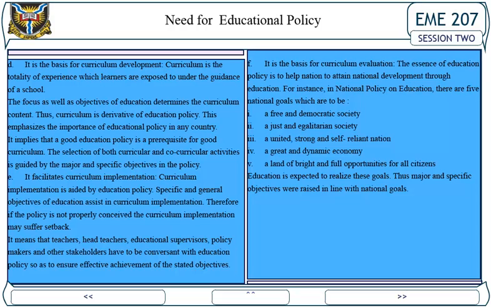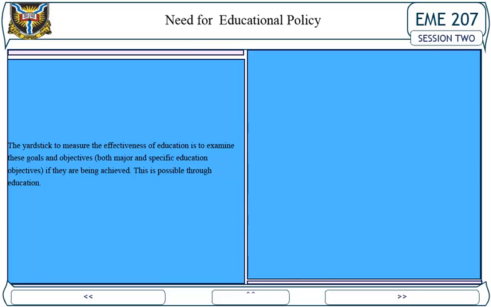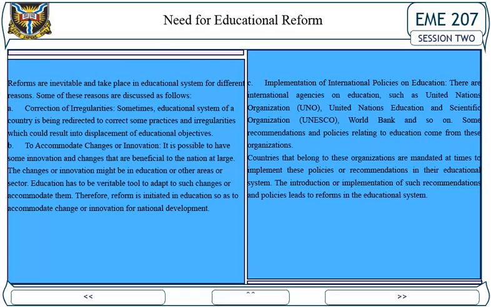Thus, major and specific objectives were raised in line with national goals. The yardstick to measure the effectiveness of education is to examine these goals and objectives, both major and specific education objectives, if they are being achieved. This is possible through education. Need for educational reform. Reforms are inevitable and take place in the educational system for different reasons. Some of these reasons are discussed as follows.